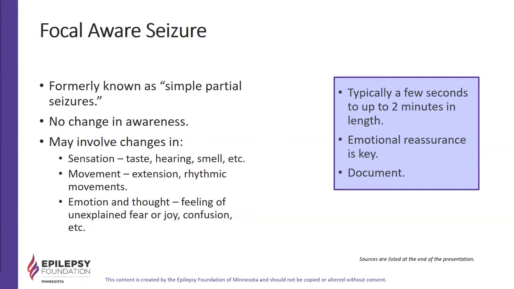Emotional reassurance to the person is key to help get them through this type of seizure because they will be aware during the seizure. And then documenting the time from when it began to when it ended, what we can witness in the person, if they made any movements. Documenting all that information, again, will be important for their doctors. And many times we see focal aware seizures as potential auras or a warning sign of a more intense seizure coming on.